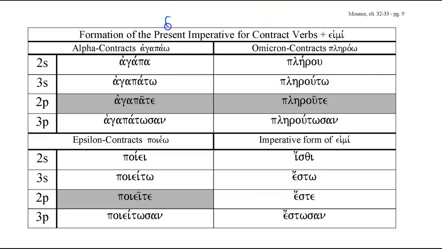You'll have to learn one tweak. Did I spell that right? Tweak or slight change when you form the imperatives for the contract verbs. Rather than the connecting vowel, the typical connecting vowel is not used. Instead, you have vowel contraction, but it's the same contraction all the way through.